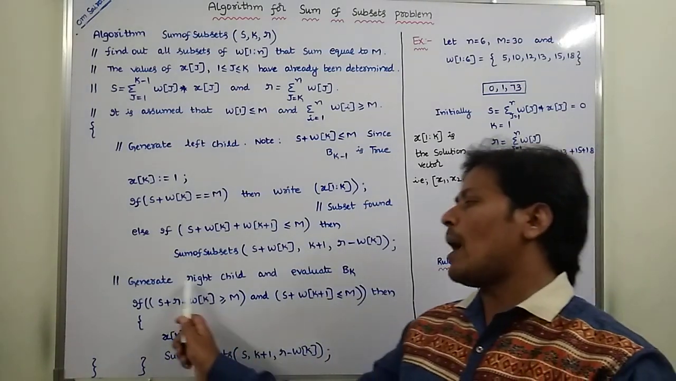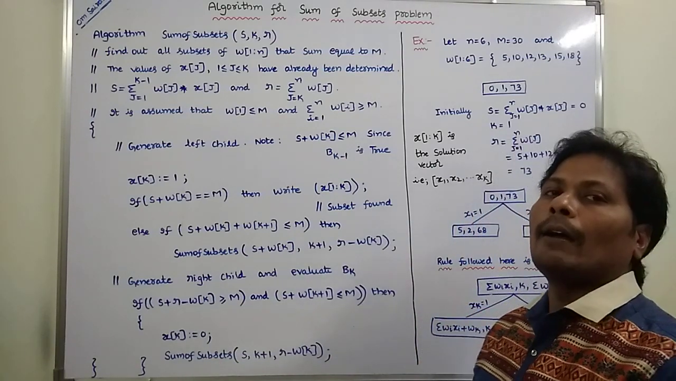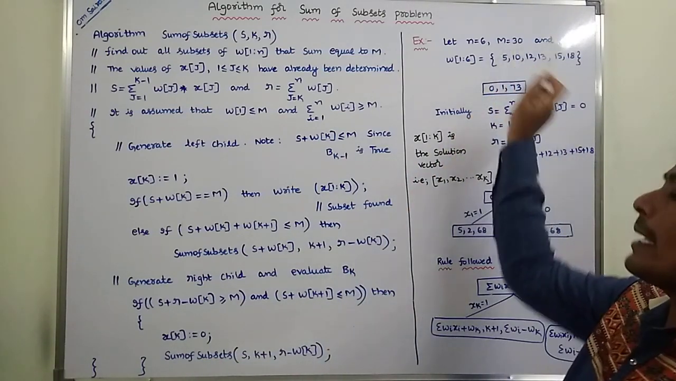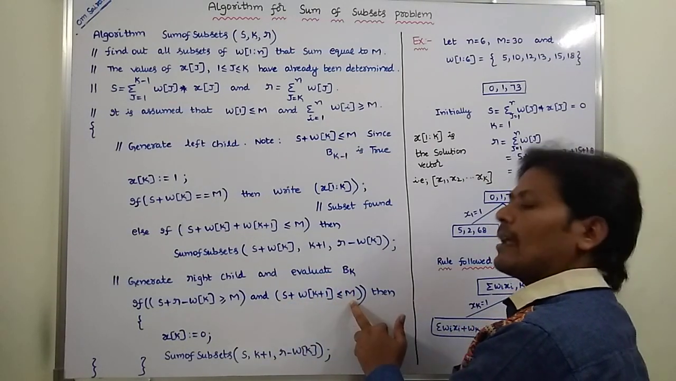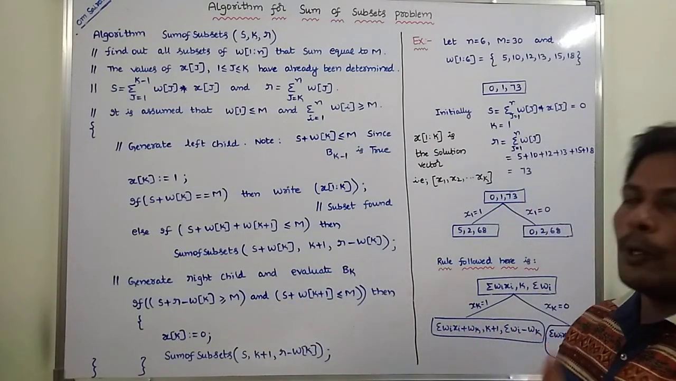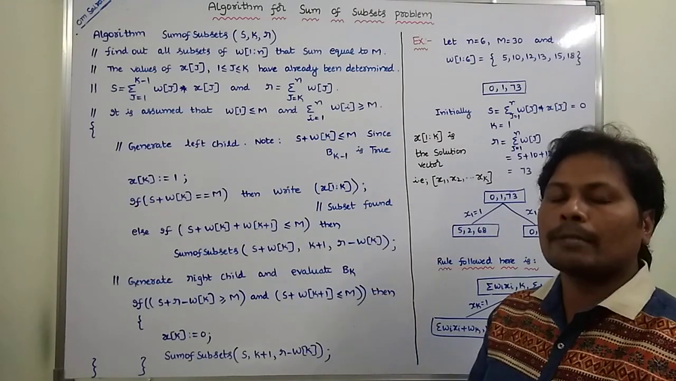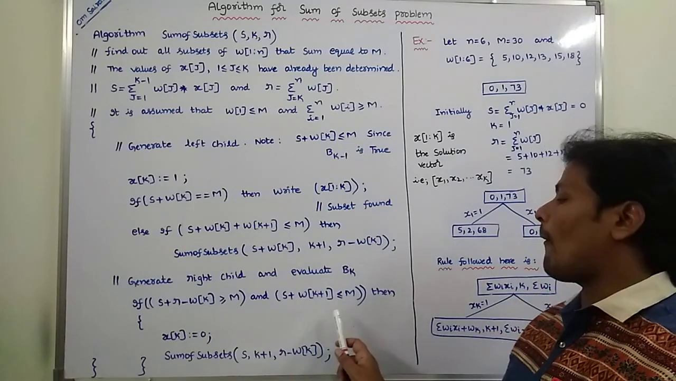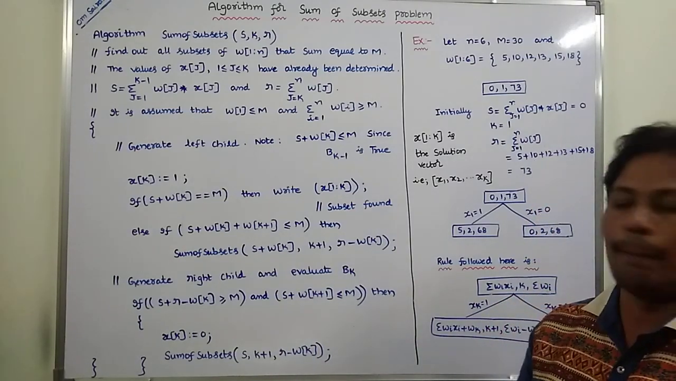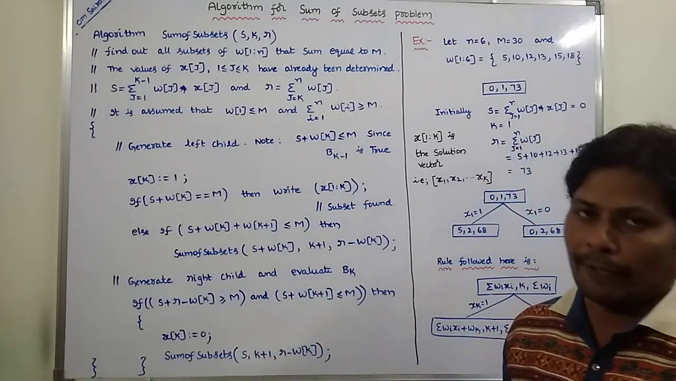So if the sum of those weights in the subset exceeds the value M, and S plus W of k plus 1 is less than or equal to M. Suppose we use the weights of the kth object, k plus 1 object, k plus 2 objects. The sum of those weights is always less than or equal to M. So in both cases, we have to use the bounding functions.